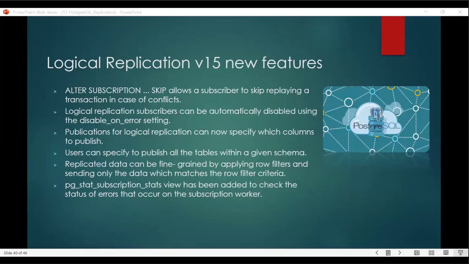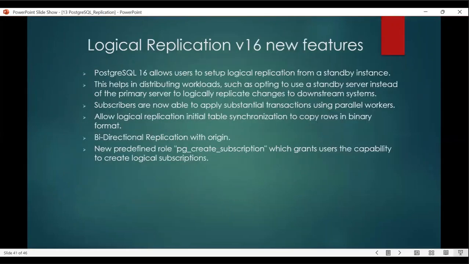Okay, so now let's see what are the features they added in version 16 as well. In version 16, they still added very good features. One of the best new features is bidirectional replication. This is something called bidirectional replication with origin. This we are going to discuss in coming slides. What is the bidirectional with origin?